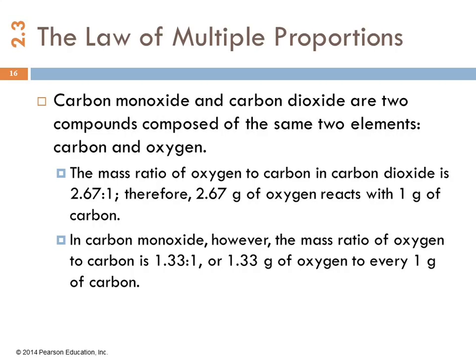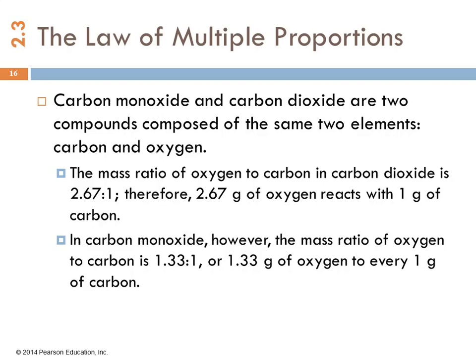Carbon monoxide and carbon dioxide. Another example: two compounds composed of the same two elements, carbon and oxygen. In carbon dioxide, we have a mass ratio of 2.67 grams of oxygen to 1 gram of carbon. In carbon monoxide, the mass ratio is 1.33 grams to 1 gram.